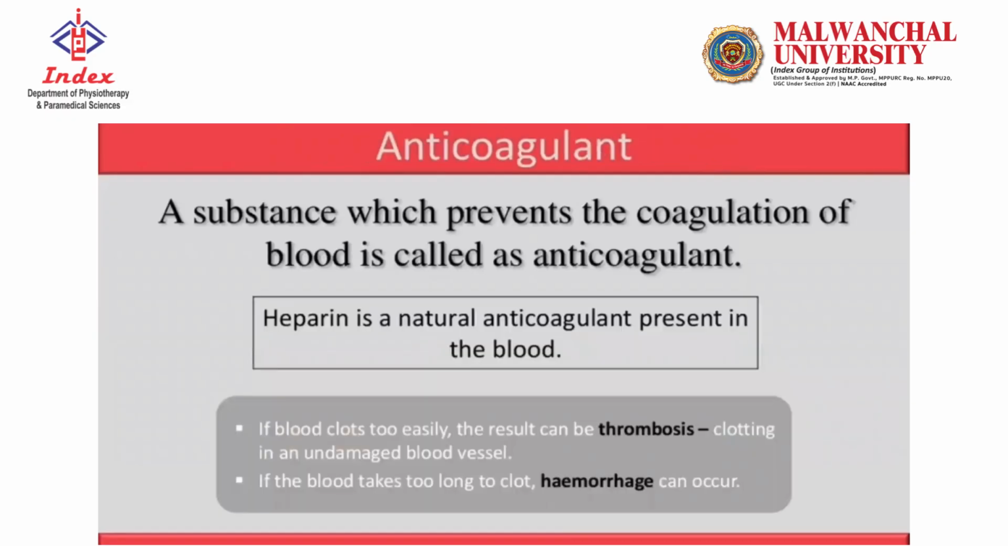Now we'll discuss anticoagulant. A substance which prevents the coagulation of blood is called an anticoagulant. Heparin is a natural anticoagulant present in the blood of the human body.